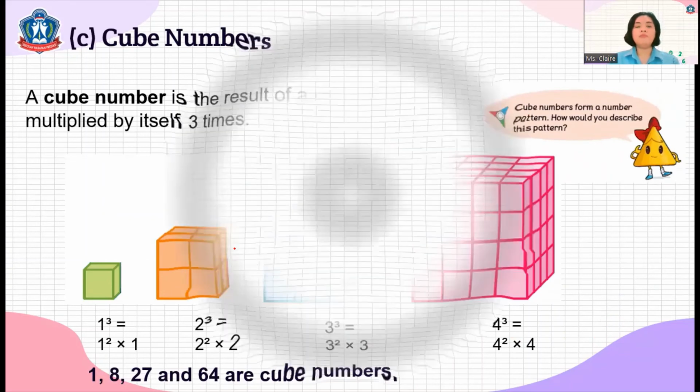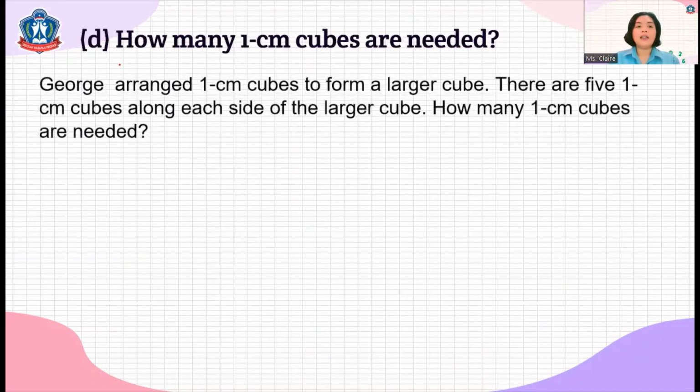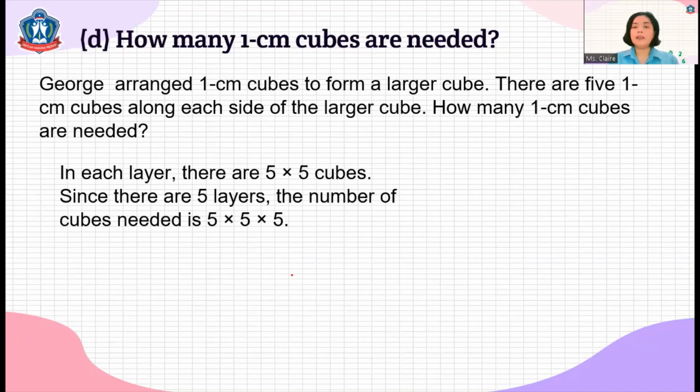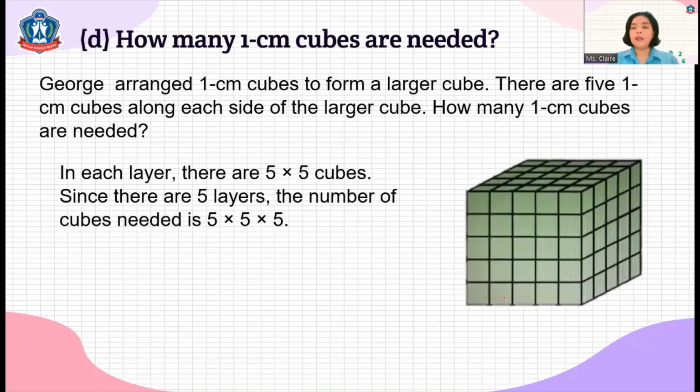Take a look here. Okay, George arranged 1 centimeter cubes to form larger cubes. There are 5 1 cm cubes along each side of the larger cube. So how many 1 cm cubes are needed? So it means like this. On one side, there are 5 cubes. And on the other side is 5 cubes. So this is the first layer. So 5 times 5 is 25. That is the square number, right?